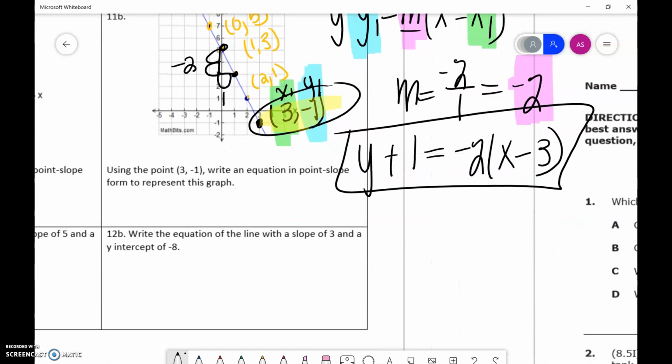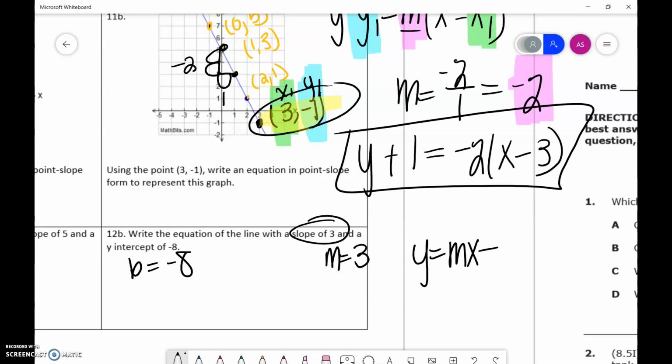All right, last one. Let's read it. Write the equation of the line with a slope of 3 and a y-intercept of negative 8. So we want to look at what they gave us. They gave us a slope of 3 and a y-intercept of negative 8. So it looks like, I mean, they didn't say it, but they want us to write it in slope-intercept form because they gave us everything that we need. That's our m, and this is our b. So we're just going to plug it in, and our answer is going to be y equals 3x minus 8.